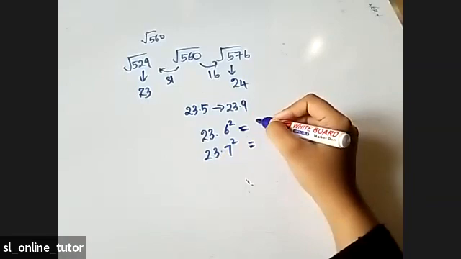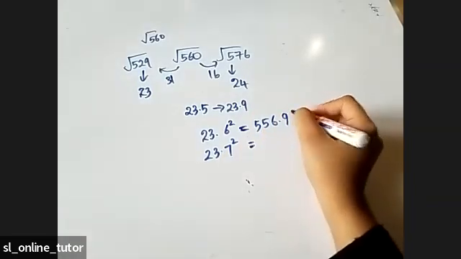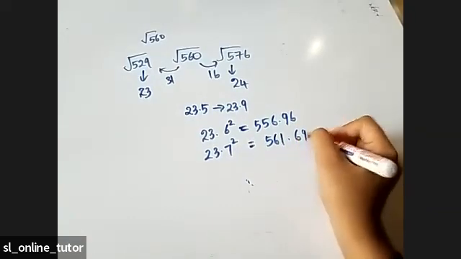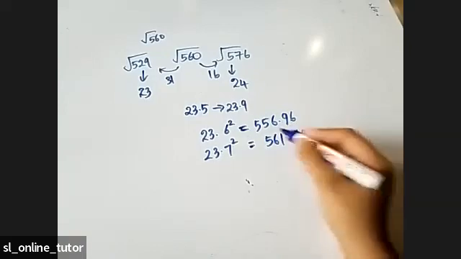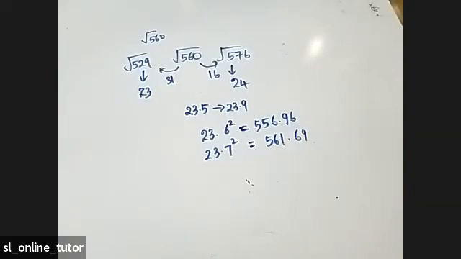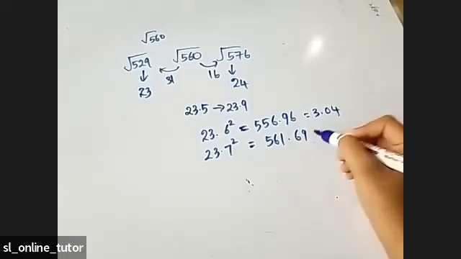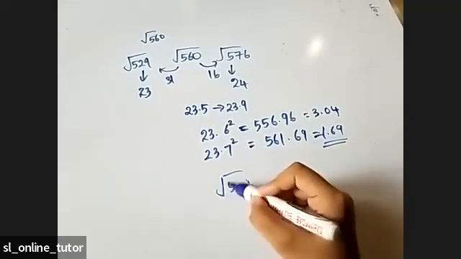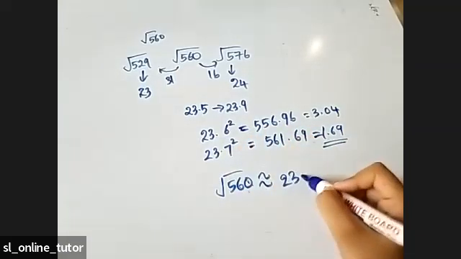23.6 into 23.6 means you are getting 556.96. 23.7 into 23.7, 561.69. Difference you have to take. What is the difference you get if you subtract this one? 560 minus 556.96, you are getting 3.04 difference. In this case, 561.69 minus 560, you are getting 1.69. So this is a very small value. So this is better. Answer for this one is approximately closer to 23.7.